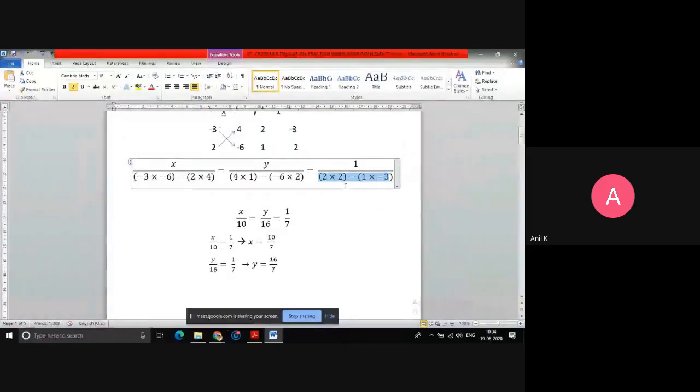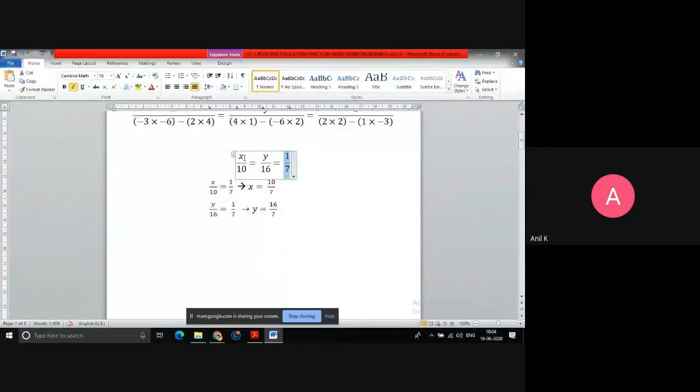So here you'll get 2 into 2 is 4. Minus into minus is going to be plus. 1 into 3 is 3. So 4 plus 3 is 7. 1 upon 7 is coming. Then you'll equate: x upon 10 equals 1 upon 7. Now I can simplify this: 10 goes to the numerator. So the x value will be 10 by 7.